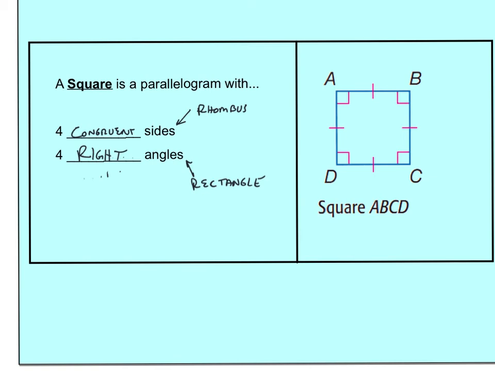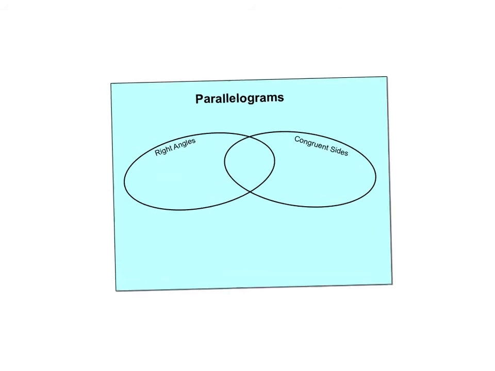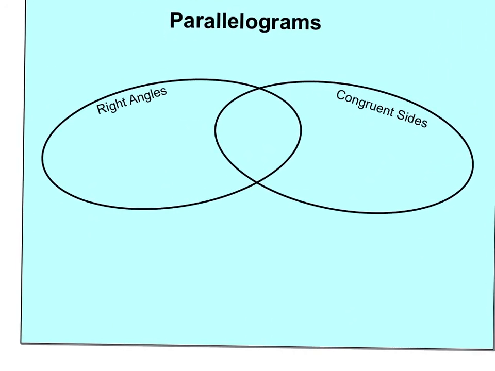So it's a little bit of rhombus and a little bit of rectangle, and everything that's true in a rhombus and everything that's true in a rectangle is also true in a square. So a square has kind of everything. Right angles, you're going to have rectangle. Congruent sides, you're going to have rhombus. And in the middle of both, you're going to have a square. That's kind of the overlap. This is called a Venn diagram, and it kind of shows how information is broken up.